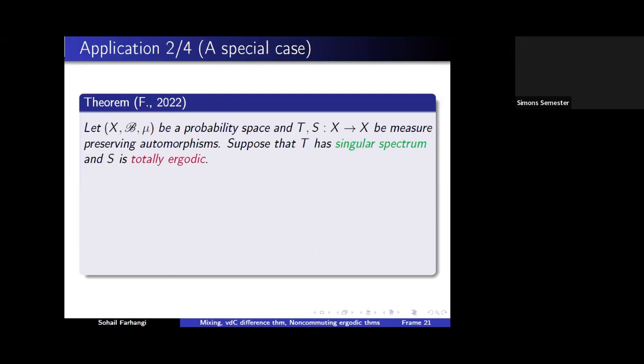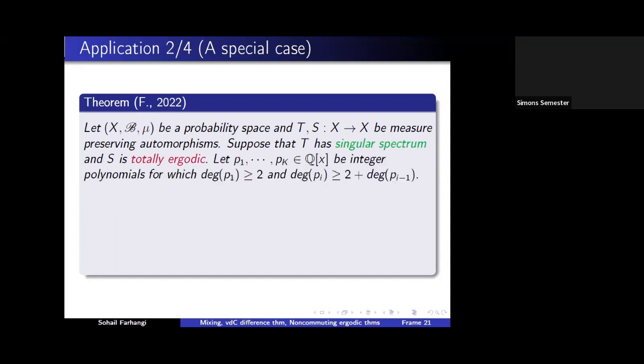And then for the next application, I'm just going to state a special case just to make it slightly more digestible. So now we take a measure preserving system. We take a probability space and we take two measure preserving automorphisms. And once again, I assume that one of them, T, has singular spectrum. And this time I'm going to assume that S is totally ergodic right away from the beginning. Now I will take a finite collection of integer valued polynomials. So they send the integers to the integers.